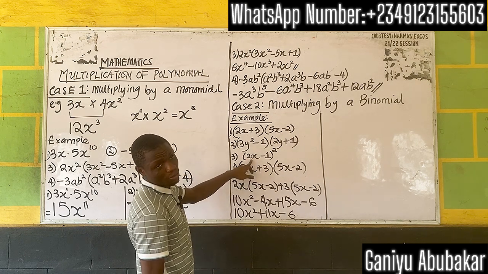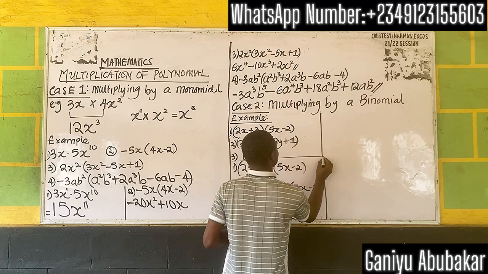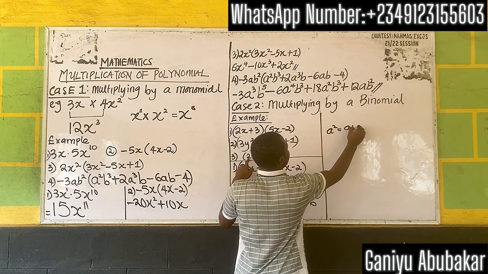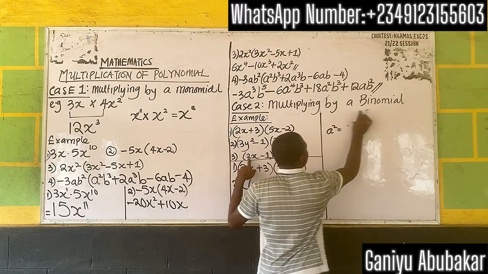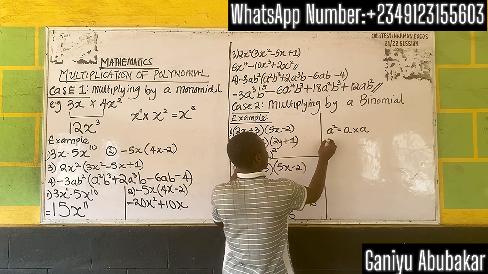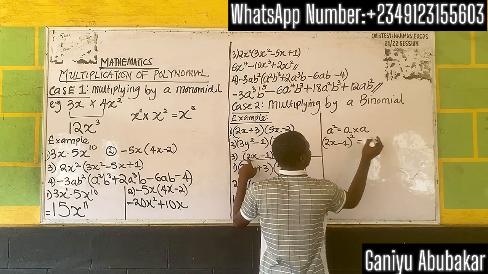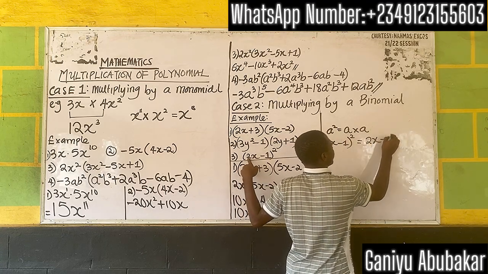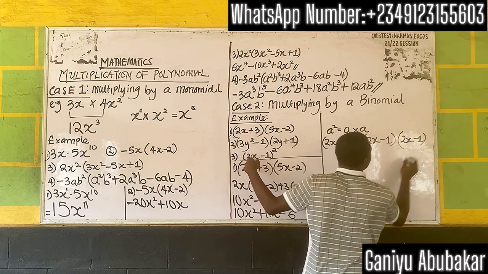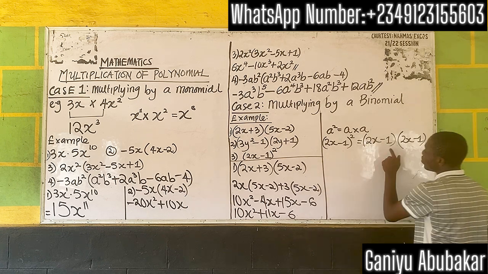This one now, you know what number 3 means. If I have a squared, it means a times a. Similarly, if I have 2x minus 1 all squared, what it means is 2x minus 1 multiplied by 2x minus 1. So you should do this. You should not do this. Follow this pattern I used.